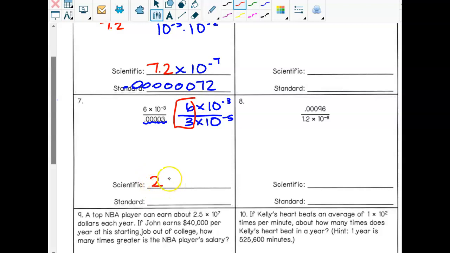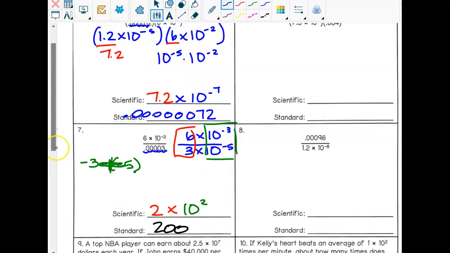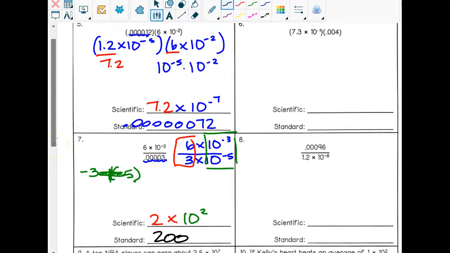That gives me 2. And then for our exponents, we've got 10 to the negative 3rd divided by 10 to the negative 5th. So remember, those get subtracted. So negative 3 minus negative 5. When you subtract a negative like that, it becomes a giant plus. So that's really 10 to the 2nd. So 2 times 10 to the 2nd is going to be 200. Okay, I want you to pause the video and do number 6 and do number 8.